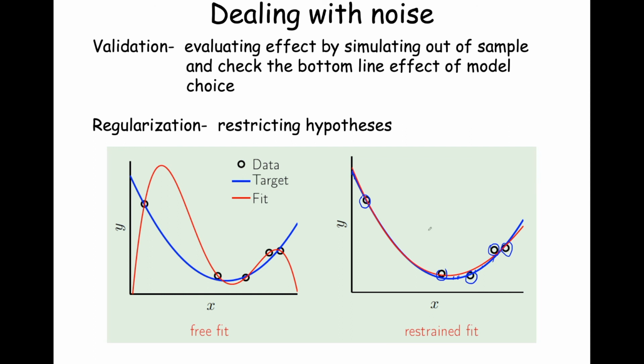This is our restrained fit. And so what regularization does is it restrains the descriptiveness, the complexity, the wiggliness, as it were, of your hypothesis set to lessen its chances of fitting the noise in the data. And that's called regularization, which is the topic we will cover next.